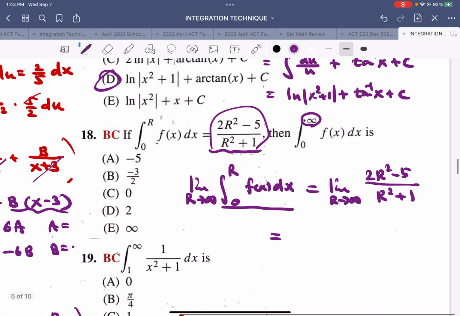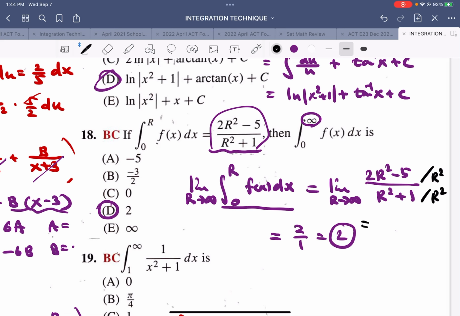If you remember horizontal asymptote, if it's just the same power and x goes to infinity, take the coefficient. So we know that 2 over 1 answer is 2. You already know the answer. But to prove it, you might be wondering how you're gonna do that. So then you divide by r squared top and bottom. So then limit as r goes to infinity, (2 minus 5 over r squared) over (1 plus 1 over r squared). But if r goes to infinity, the denominator is huge, so it will be 0. So only 2 over 1 left. So answer is 2. Okay.